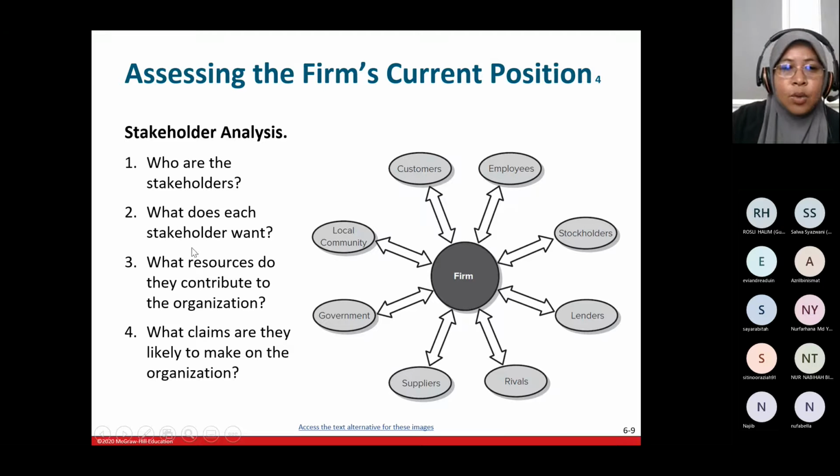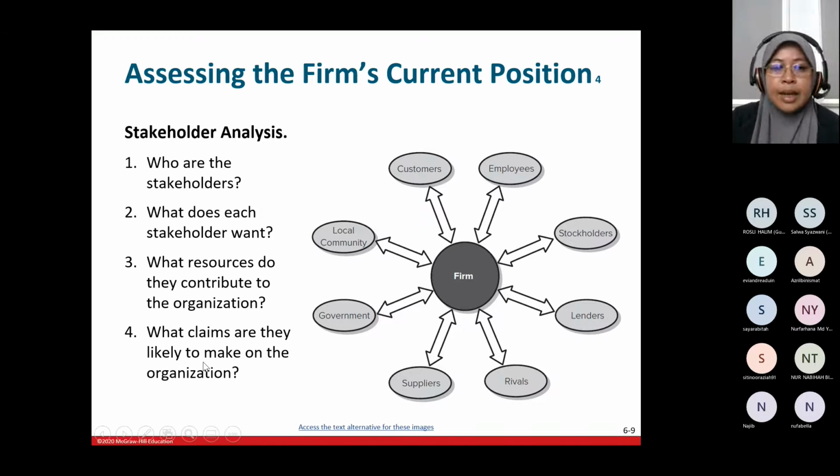And then, what does the stakeholder want? Fulfilling the stakeholder is sometimes very troublesome. You cannot fulfill everyone's needs, but there are certain things that are very important, whether you want it or you don't want it, you like it or you do not like it, you still have to fulfill. For example, government policies, government regulation.